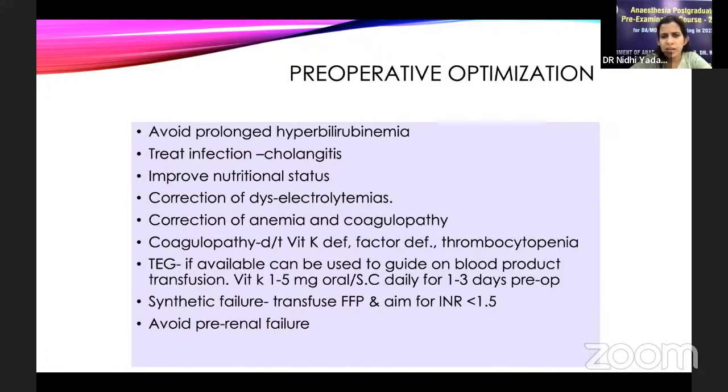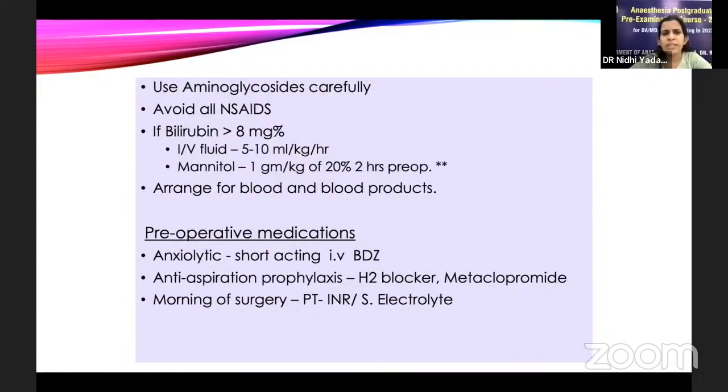In synthetic failure, transfuse FFP and aim for an INR of less than 1.5 and avoid pre-renal failure. Use aminoglycoside antibiotics carefully. Avoid all the NSAIDs. If bilirubin level is greater than 8 mg%, IV fluid should be started at the rate of 5 to 10 ml per kg per hour, and mannitol can be given in a dose of 0.5 to 1 gram per kg of 20% solution 2 hours prior to the surgery.